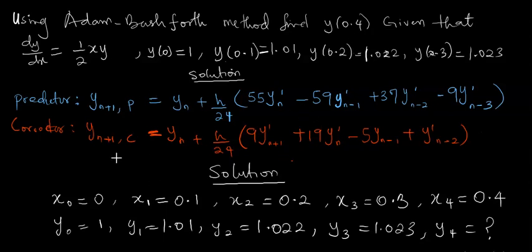0.4. Okay, so now the starting values: this is our x0, our x1, this is x2, 0.2, x3, 0.3, x4, 0.4. Similarly, our y0 is y, y1, y2, and so on. So this is y4 that we actually want to find.